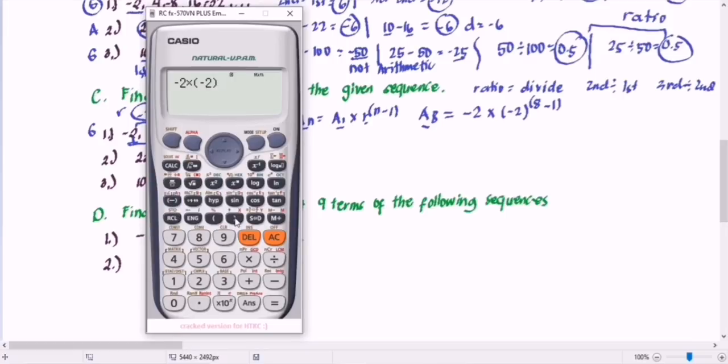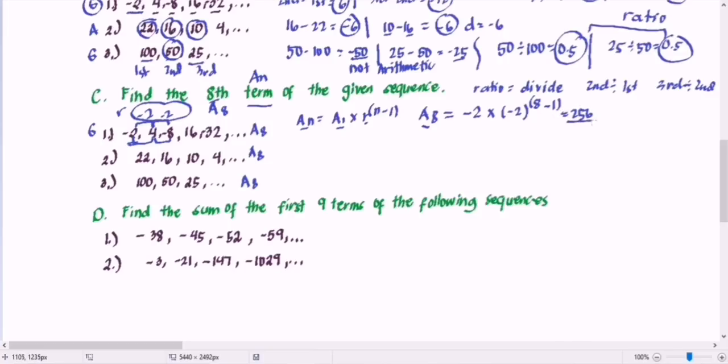Then, close. Then, lagay nyo ng exponent, ito, taas. Then, lagay nyo ng parenthesis. Kapag kaya nyo maglagay ng exponent, you don't need to put parenthesis in your calculator. So, dito pwede nyo na idiretso na 8 minus 1. Okay? So, pero nilagyan ko pa rin ng parenthesis yung negative to kasi kailangan talaga yan. Then, you put equal sign. The answer is 256.